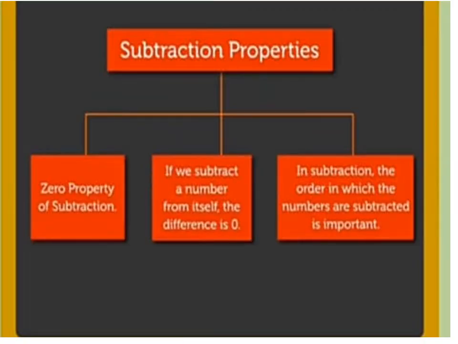Now let us revise the subtraction properties. Property 1, zero property of subtraction. Property 2, if we subtract a number from itself, the difference is 0. Property 3, in subtraction, the order in which the numbers are subtracted is very important.